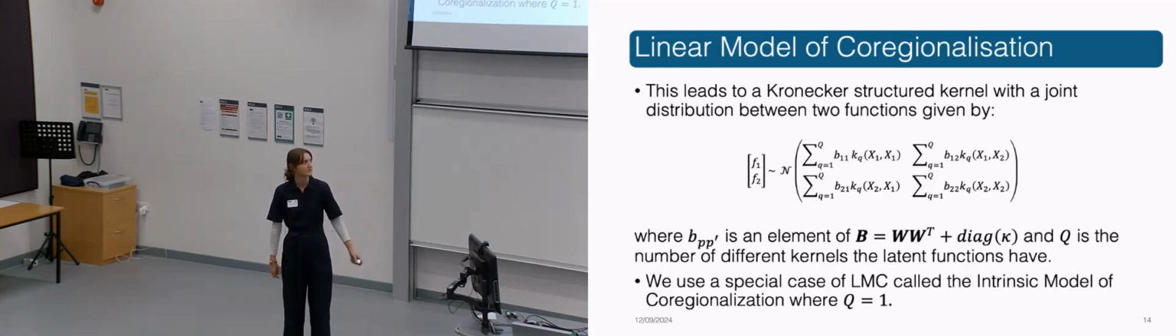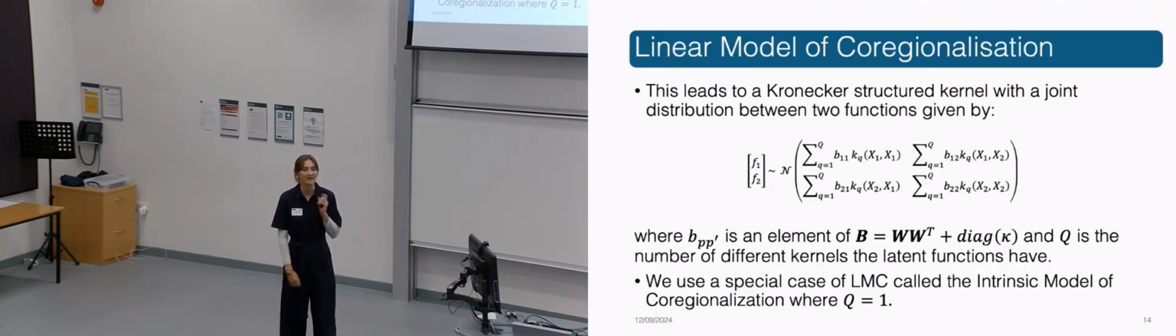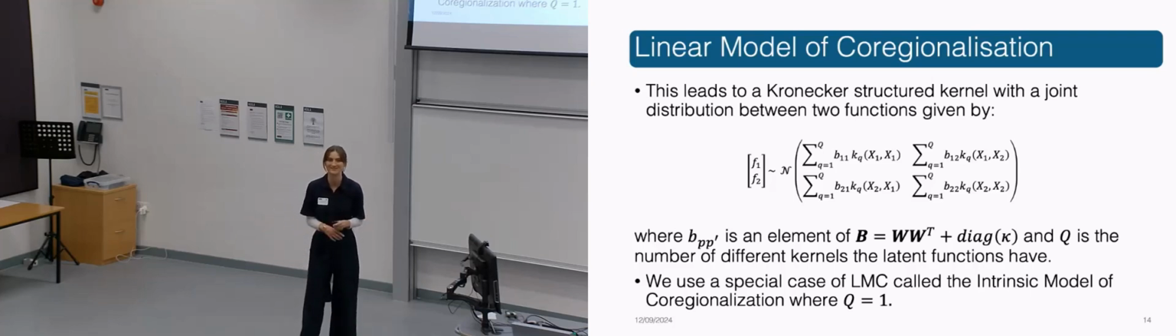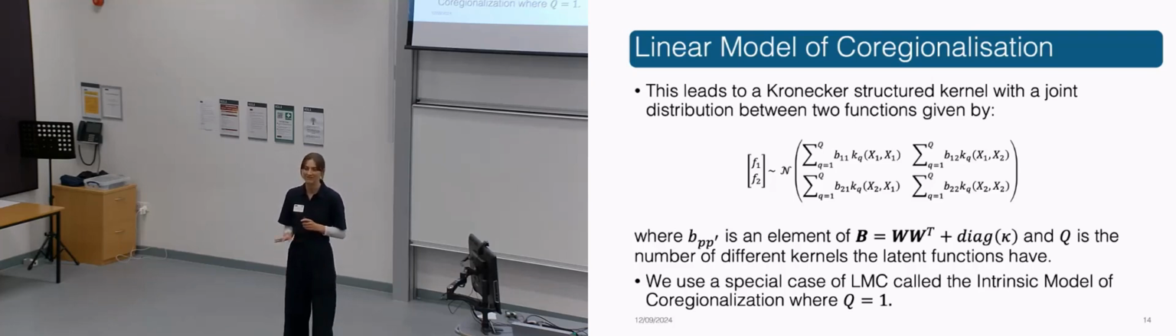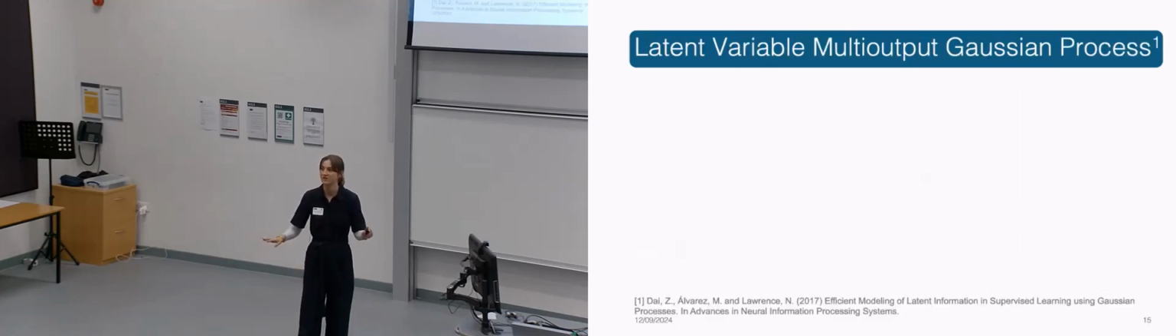We're using a special case of this called the intrinsic model of co-regionalization, which is basically you assume that all your latent functions have the same kernel. So you could have different kernels for your different latent functions, but it'd be the same one. And if you're interested in it, Horatio has a really good review paper about this, which I would highly recommend if anyone wants to learn more about multi-output GPs. Any questions so far? They're our three baseline comparison ones.